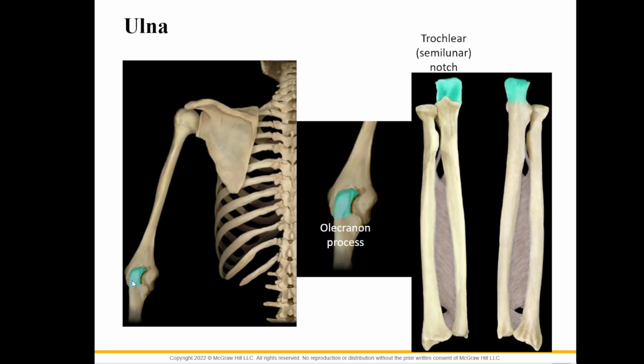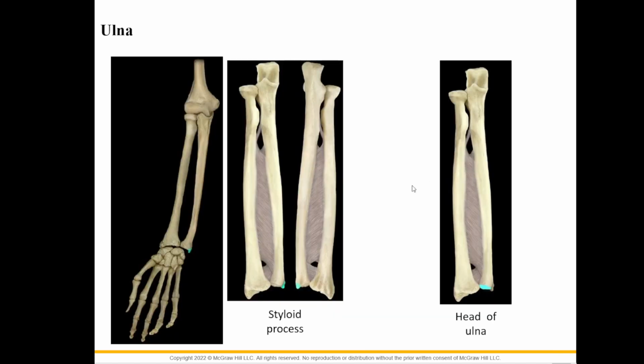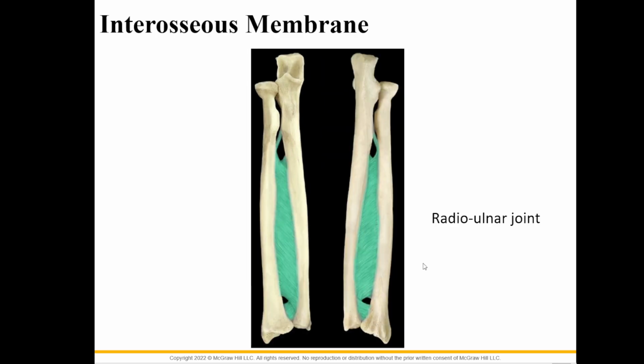And then we have the olecranon process. It will enter the trochlea, as mentioned. Trochlea, or the semilunar notch. Then the coronoid process would enter the coronoid fossa. It also has a styloid process at the very end. And we have the head of the ulna at the bottom. And then, that middle portion which connects your radius and ulna, we call that the radio-ulnar joint.